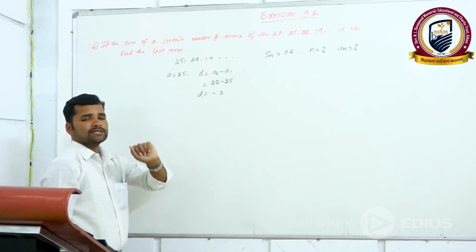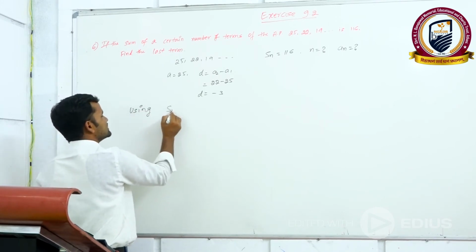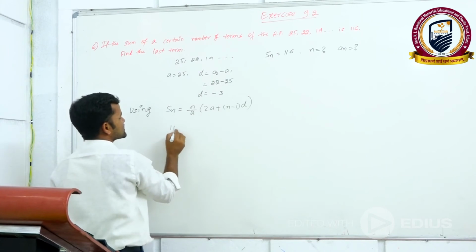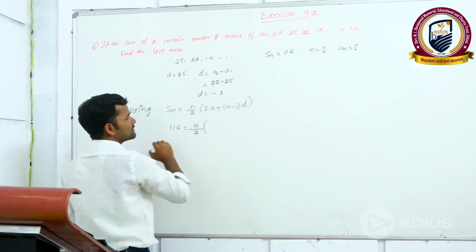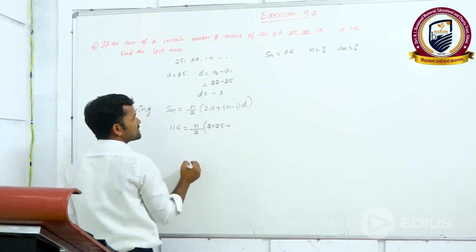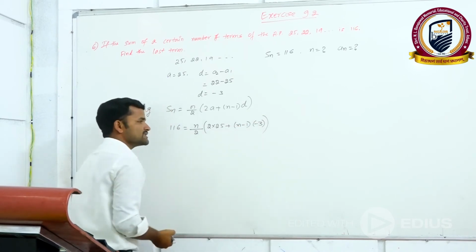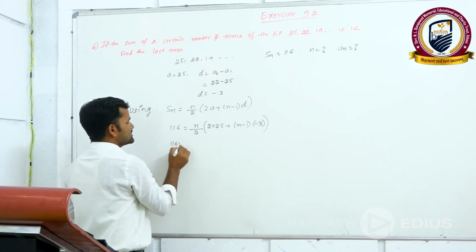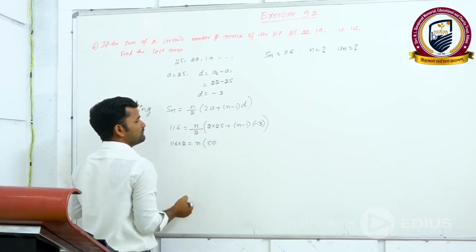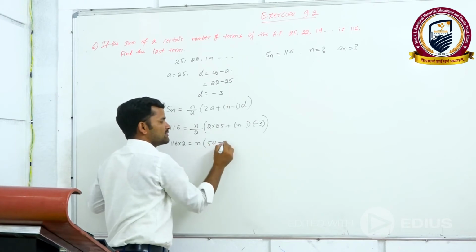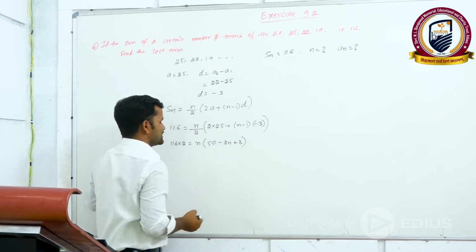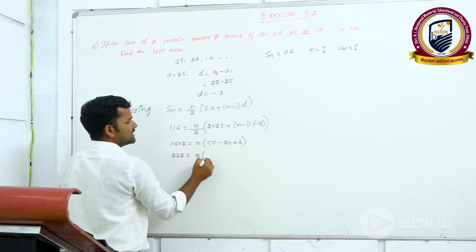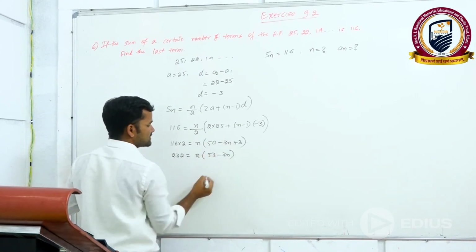To calculate n first, we will use the Sn formula. Sn is equal to n by 2 into 2a plus n minus 1 into d. Sn is 116, which is equal to n by 2 as it is, 2a, 2 into 25, plus n minus 1 as it is, d is known to us, that is minus 3. Take this 2 to the left hand side. This is 116 into 2, which is equal to n into 2 into 25, 50, minus 3 gets multiplied to both the terms. Minus 3 into n, minus 3n, minus 3 into minus 1, nothing but plus 3. 116 into 2 is 232, which is equal to n into 50 plus 3, 53 minus 3n.